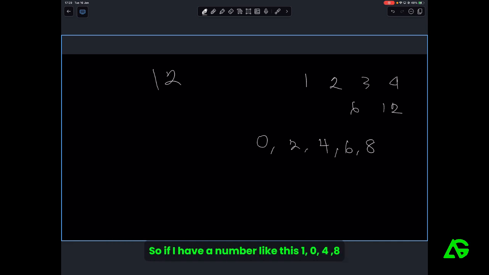If we have any of these as the end digit, then automatically that number is divisible by 2. If any of these ends a particular number, just conclude that the number is divisible by 2. So if I have a number like 1048, and I am asked, is this number divisible by 2? The answer should be yes, because it is one of these that ends the number.